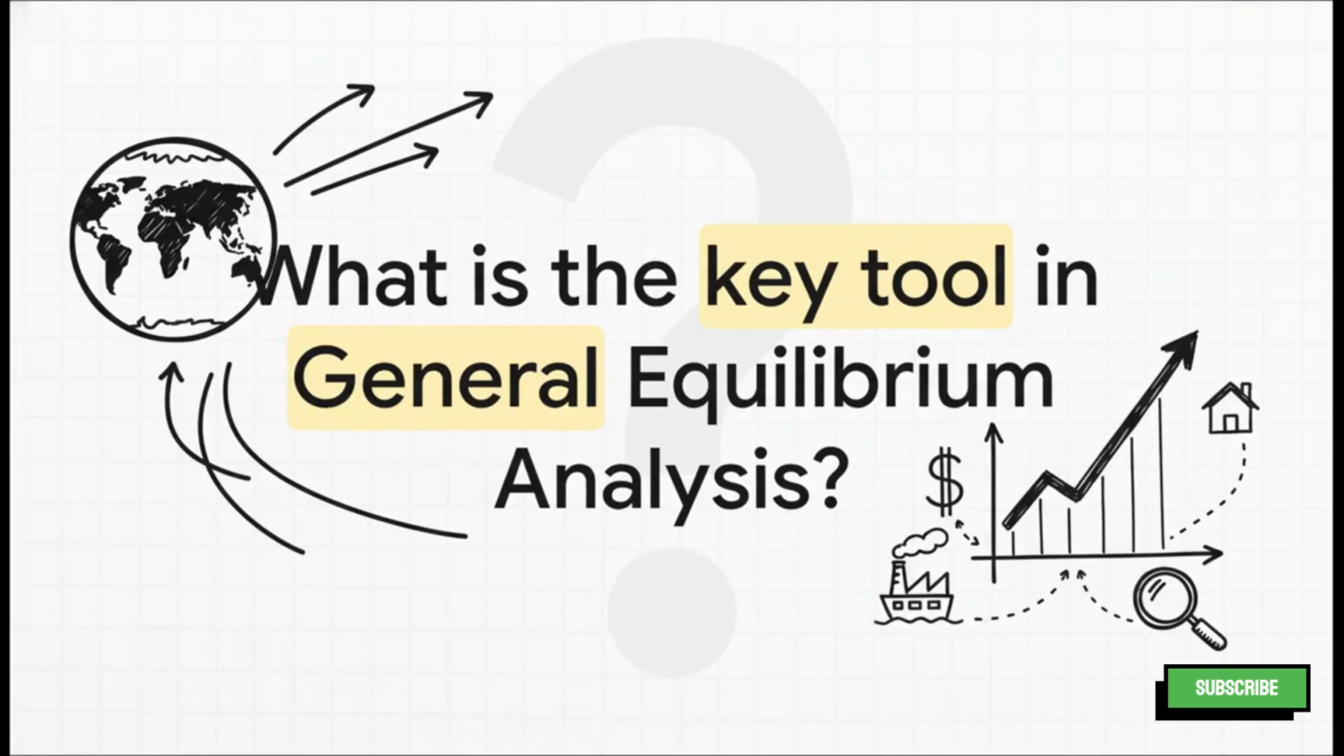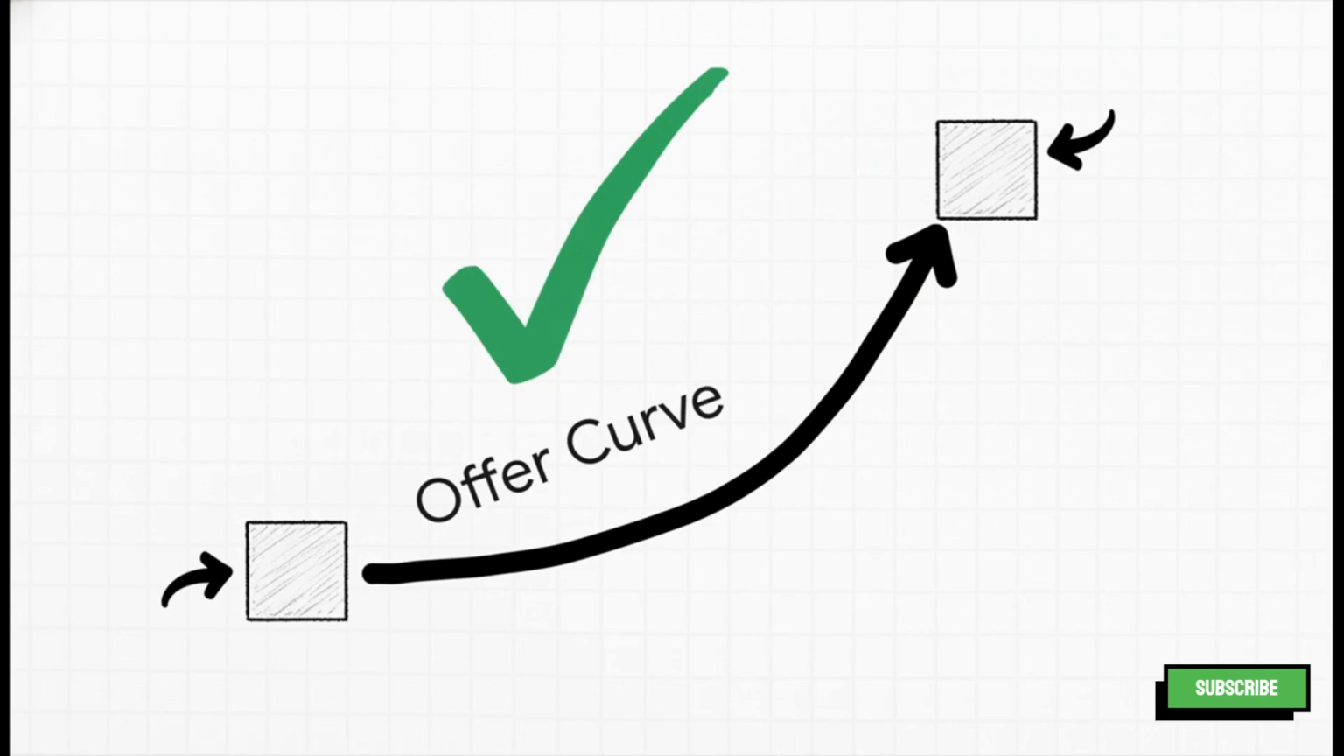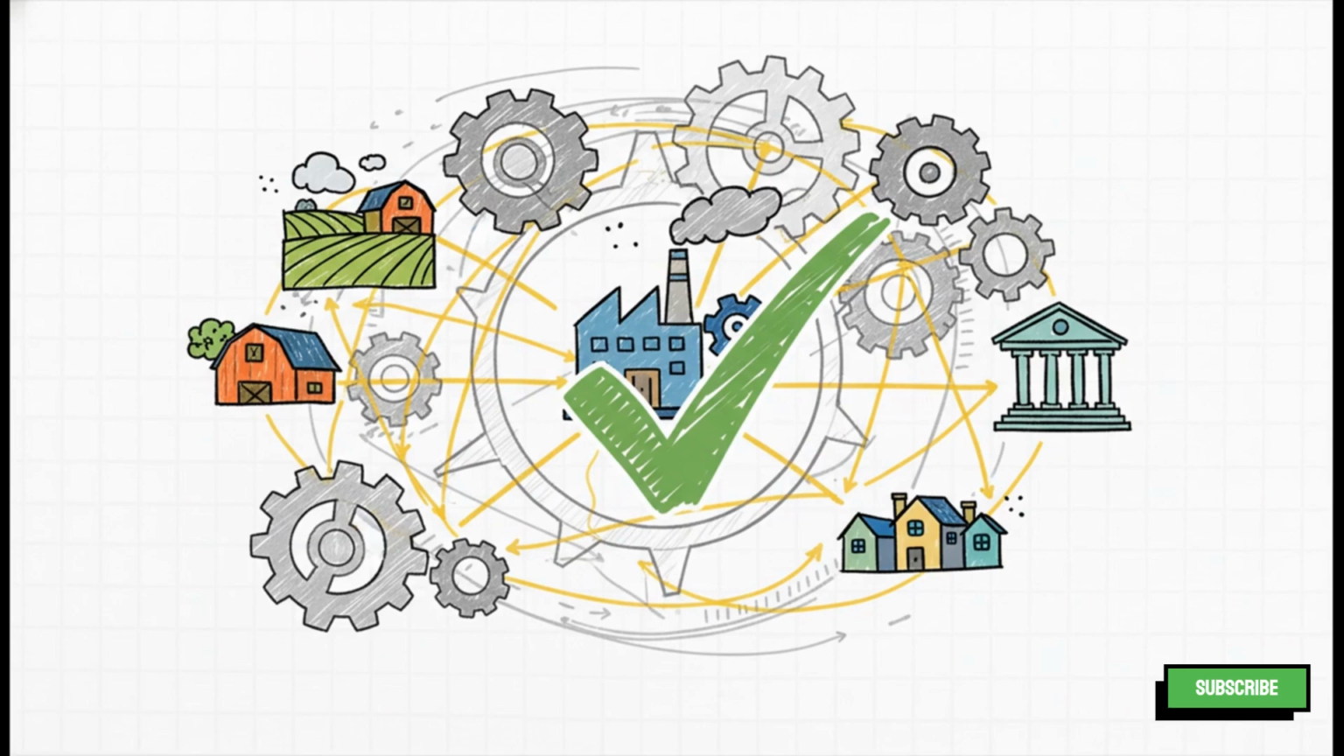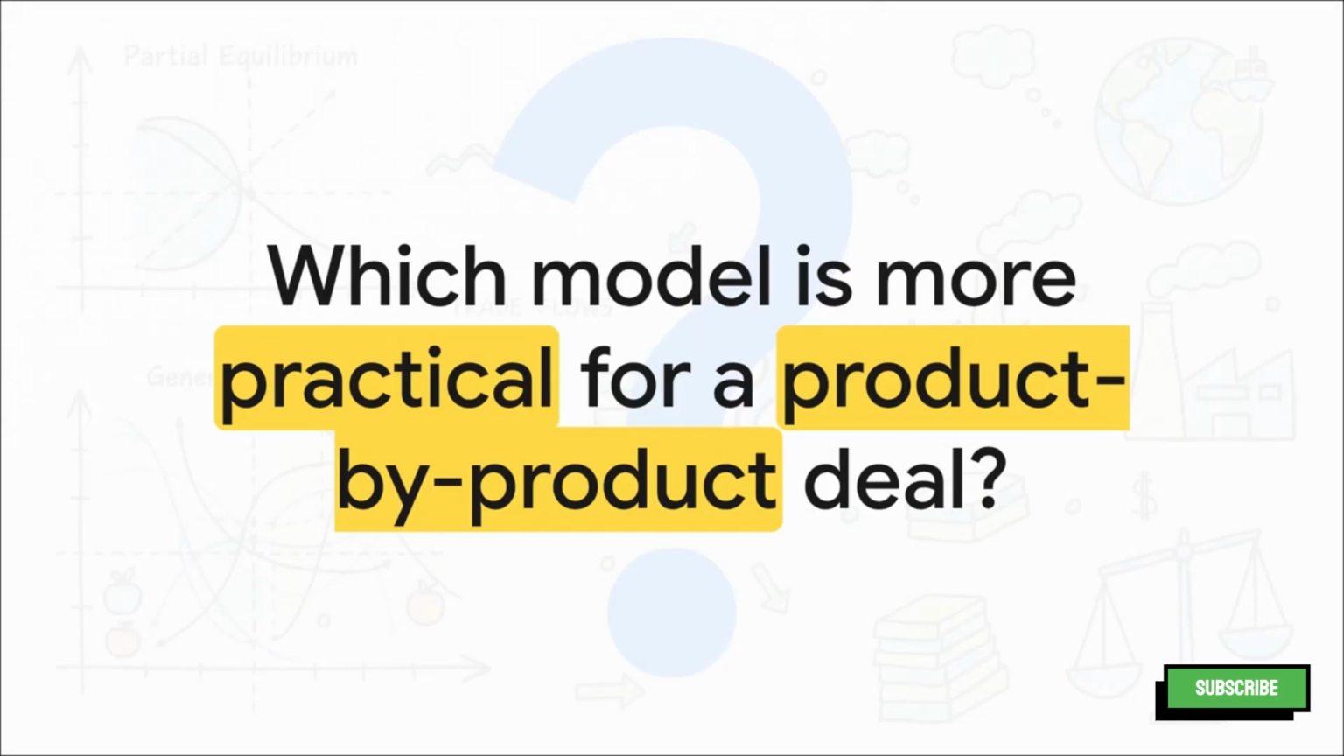Okay, question number 2. What do we call that key tool in general equilibrium analysis, the one that's derived from a country's production and preferences? You got it, the offer curve. All right, last question. If you absolutely need the complete picture, you want to see how a policy change ripples through the entire economy with all the feedback between different sectors, which model are you going to reach for? Yep, for that whole shebang, you have to use general equilibrium analysis. Nice work.